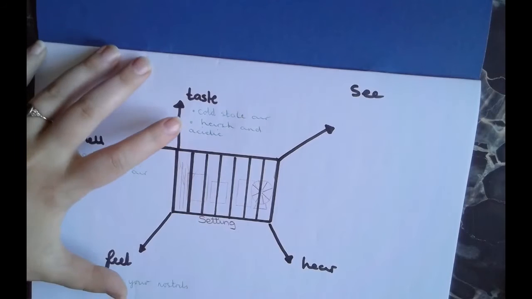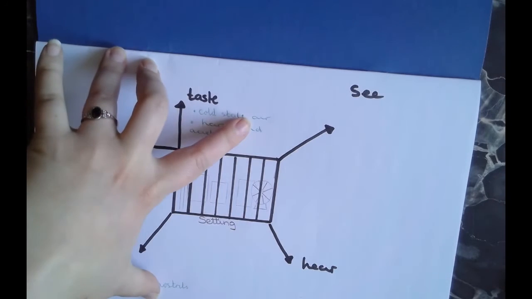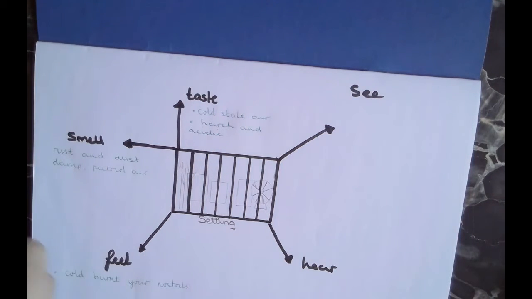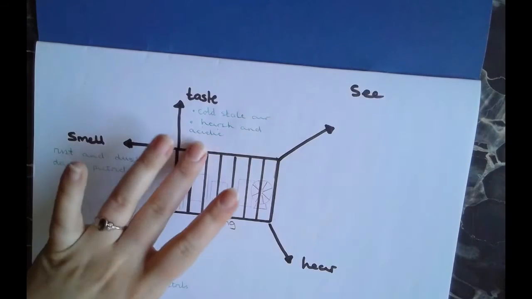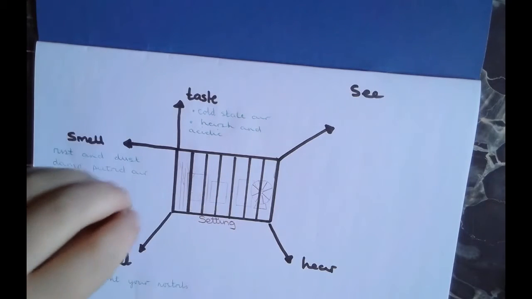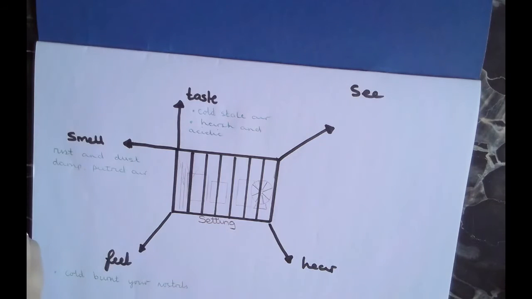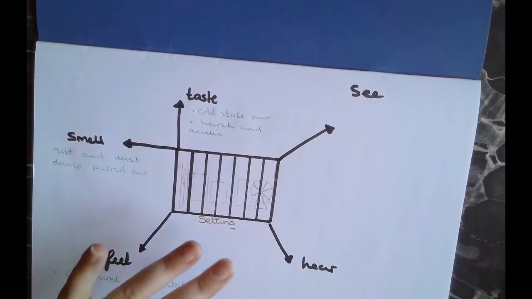So for taste, I've gone cold, stale air. Stale is when things have gone bad. It's not going to be a very nice taste. Harsh and acidic. So all of these words I've chosen are quite negative words. They don't create this nice image of something delicious. They create this image in my head that actually the air is horrible, it's rancid, it's not nice experiencing that.